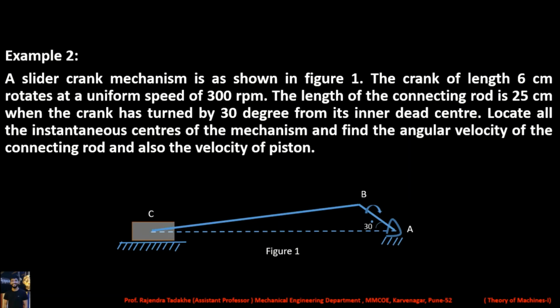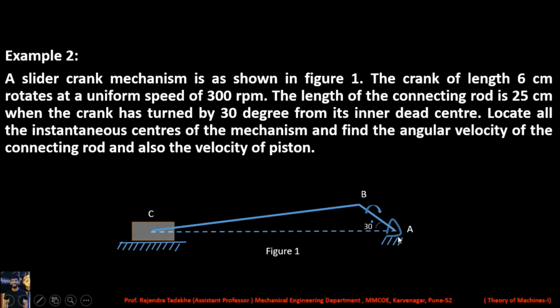So here is the problem statement. A slider crank mechanism is as shown in figure 1. The crank of length 6 cm rotates at a uniform speed of 300 rpm. The length of the connecting rod is 25 cm when the crank has turned by 30 degree from its inner dead center. Locate all the instantaneous centers of the mechanism and find the angular velocity of the connecting rod and also the velocity of the piston. So this is the given configuration, and all the dimensions are mentioned.